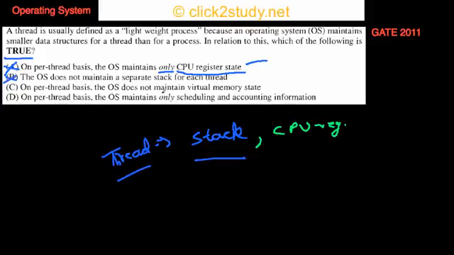On a per thread basis, the OS does not maintain a virtual memory state. What about this? It doesn't maintain virtual memory state per thread because it's maintained on a per process basis. For each process you have base and limit registers, which give the virtual memory mapping to physical memory and the limit of the memory region allocated to that process. So this is not done on a per thread basis.